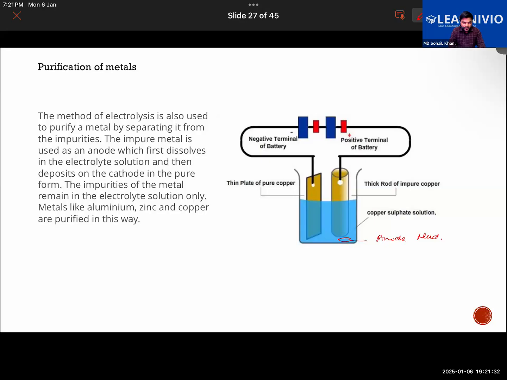Abdullah, you read the given paragraph quickly. Purification of metals. The method of electrolysis is also used to purify a metal by separating it from the impurities. The impure metal is used as an anode, which first dissolves into an electrolyte solution and then deposits on the cathode in the pure form. The impurities of the metal remain in the electrolyte solution. Only metals like aluminum, zinc, and copper are purified in this way.